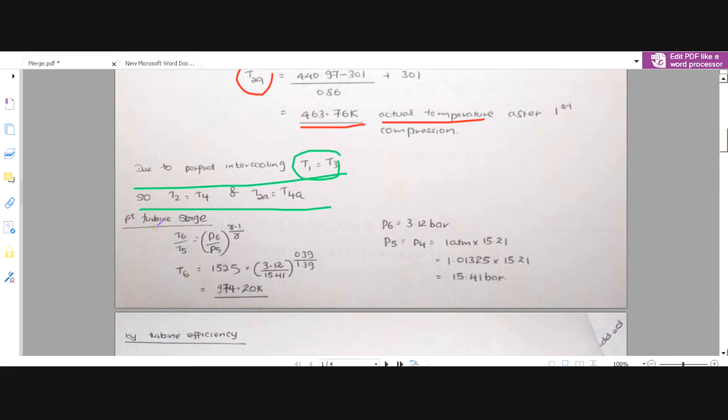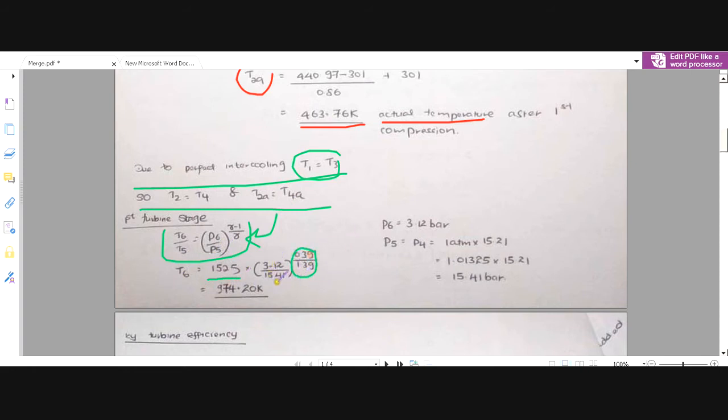Okay, so now again we are going to use this formula T6 divided by T5, or you can say T5 divided by T6, but here we need to find T6, so better to make T6 the subject. Because this is the ideal equation, we need to use it in order to find the ideal values. So T5 you know, because this 1525 is clearly mentioned in the problem. This guy you already know.